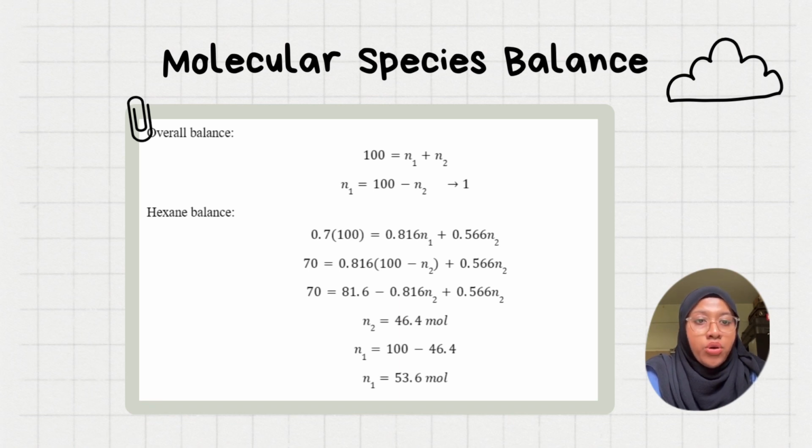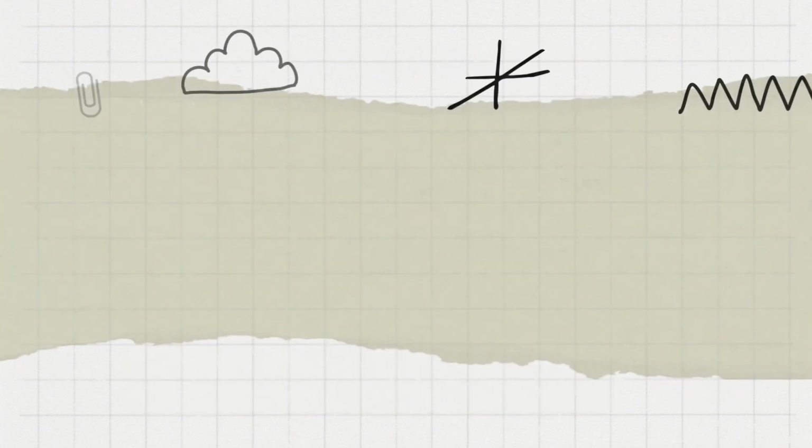Then, we take the mole fraction of hexane and multiply it with the total moles of that stream. Then, we substitute the first equation into the hexane balance equation and solve the equation to get the value of N2. So, we get N2 equals 46.4 mole. Next, substitute the value of N2 back into the first equation to get the value of N1, which equals 53.6 mole.